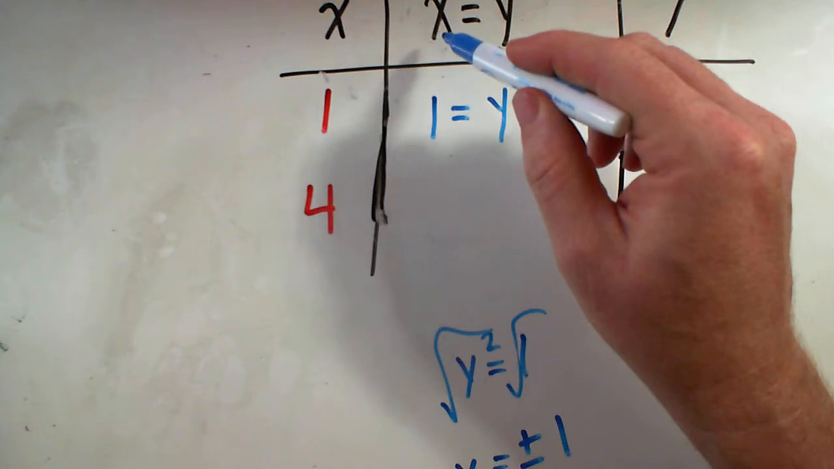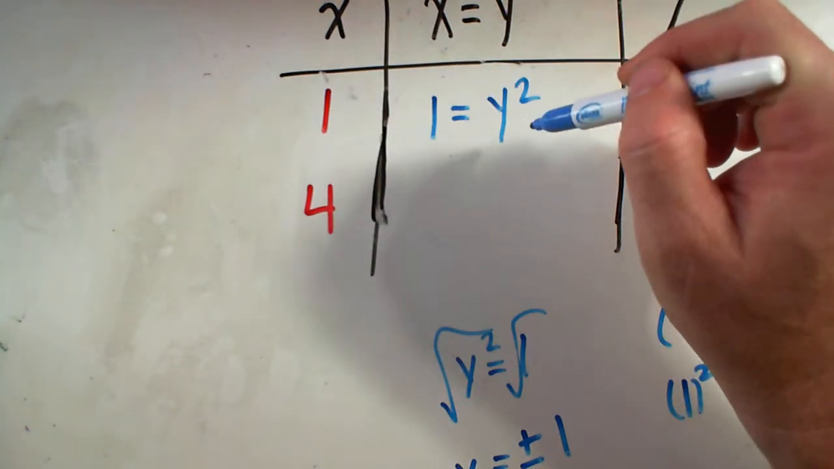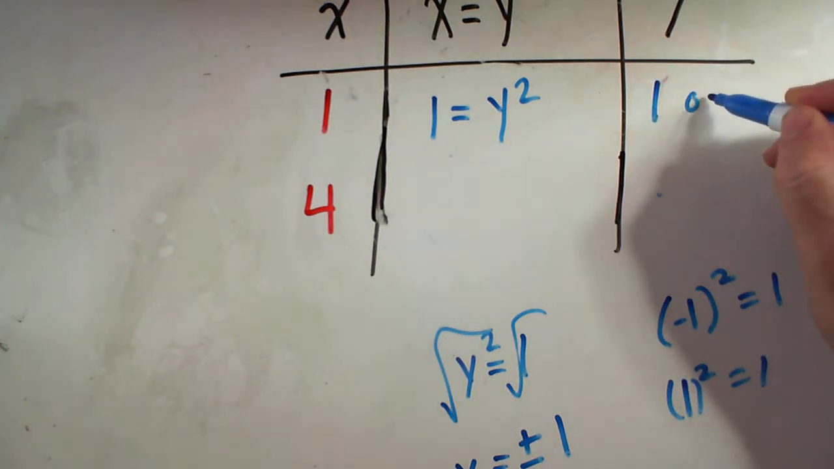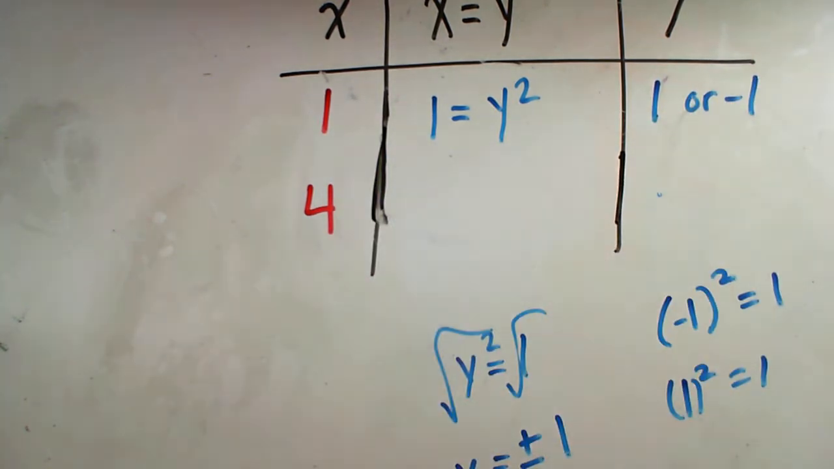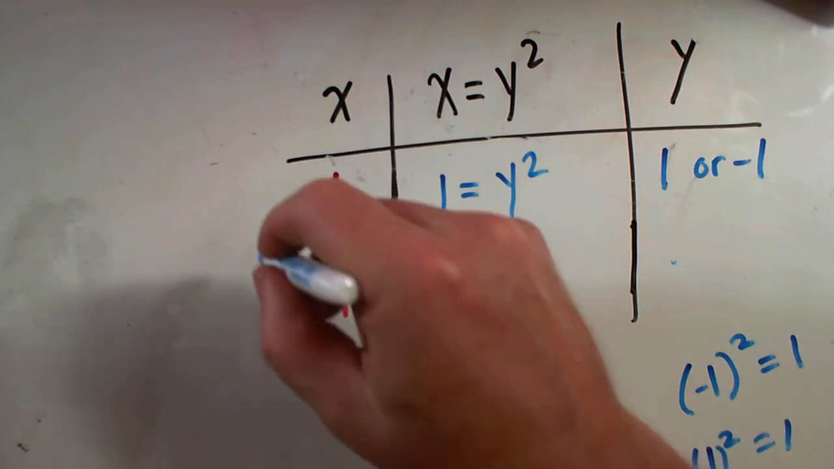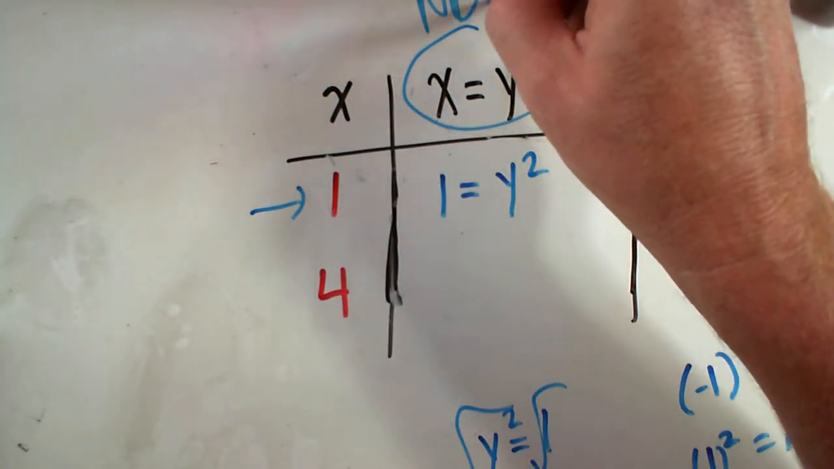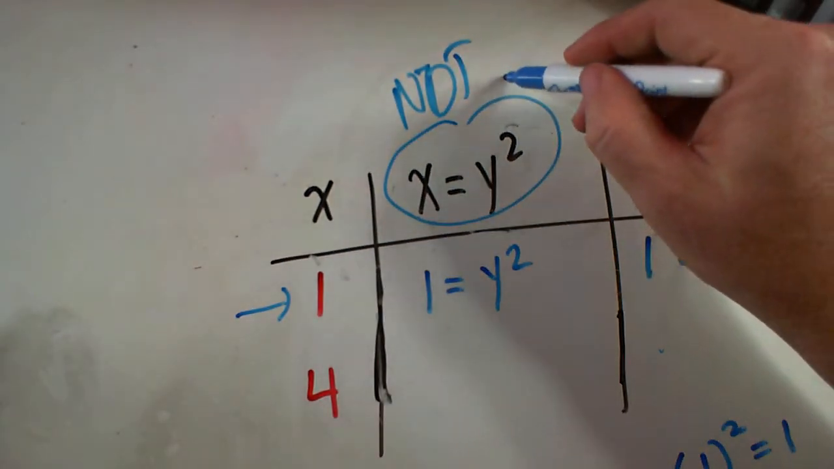So there are two different possible y values that we could associate with that single x value. That in and of itself means that this is not a function.